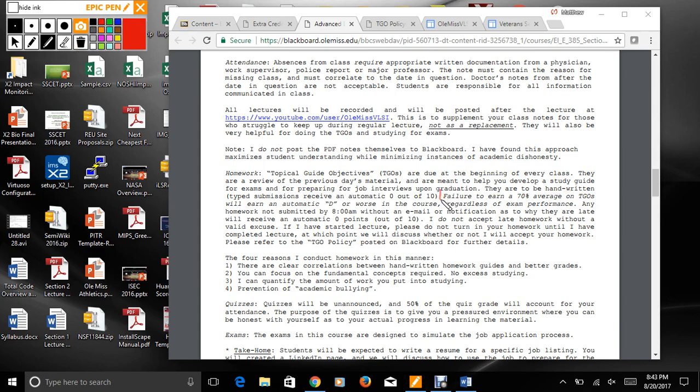So number 6 is everything from here until here. Failure to earn a 70% average on TGOs would earn an automatic D or worse in the course regardless of exam performance. As you'll discover, it's pretty hard to not get above an 85% if you're just doing the regular assignments.